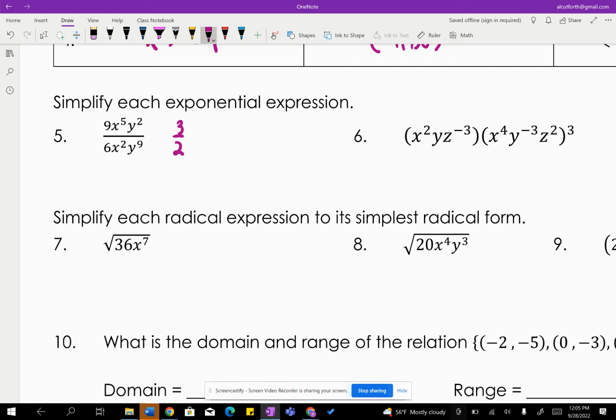That's my leading coefficient. And then I want you to go ahead and write down what the x exponent needs to be and the y exponent. What are you doing with the exponents? Adding, subtracting, multiplying, dividing? Subtracting. Subtract your exponents and write them down.